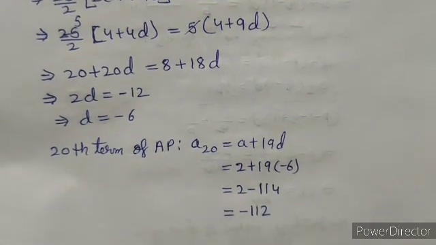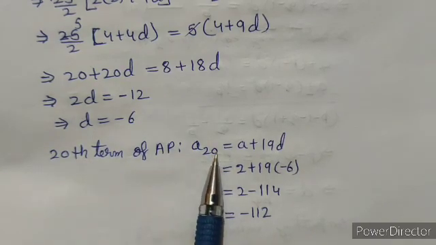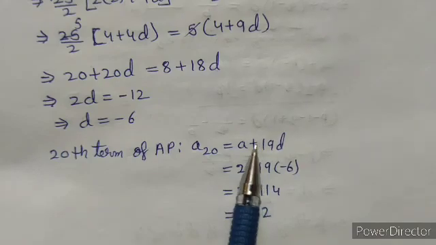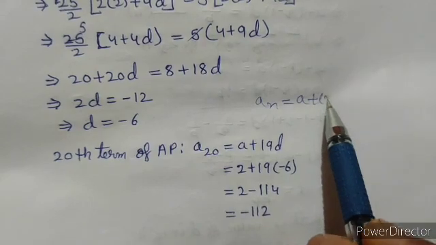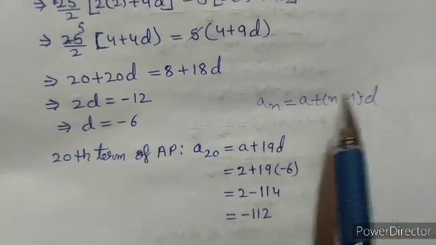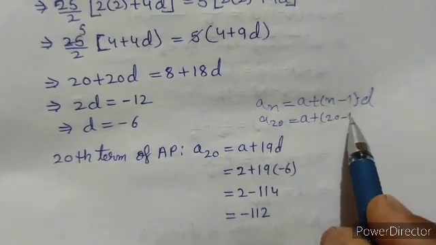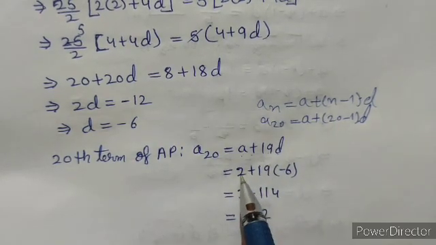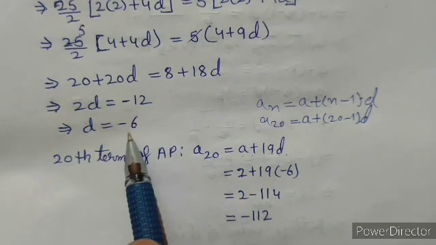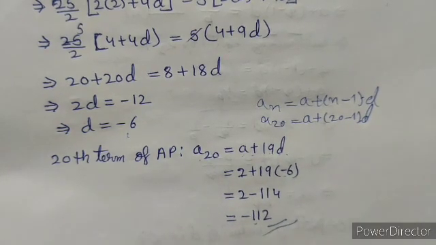Now we have to prove that the 20th term of the AP is minus 112. So the 20th term of the AP, that is a20, will be equal to a plus (20 minus 1) d, as an is equal to a plus (n minus 1) d. So a20 will be equal to a plus 19d. The value of a was 2 and d we have just obtained as minus 6. After putting the values of a and d, we get a20 as minus 112, which we had to prove.